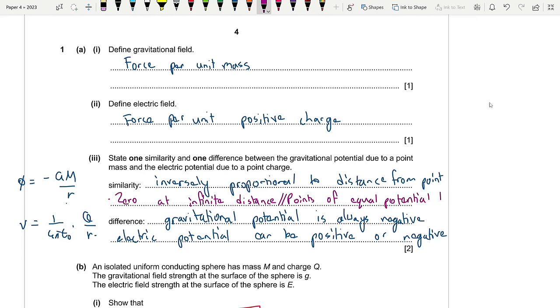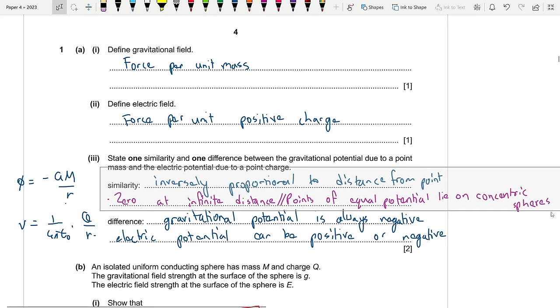Lie on concentric spheres. Fine. What about the difference between them? We know that gravitational potential is always negative. However, electric potential can be positive or negative. You can just write any one point. Any point is fine, okay?